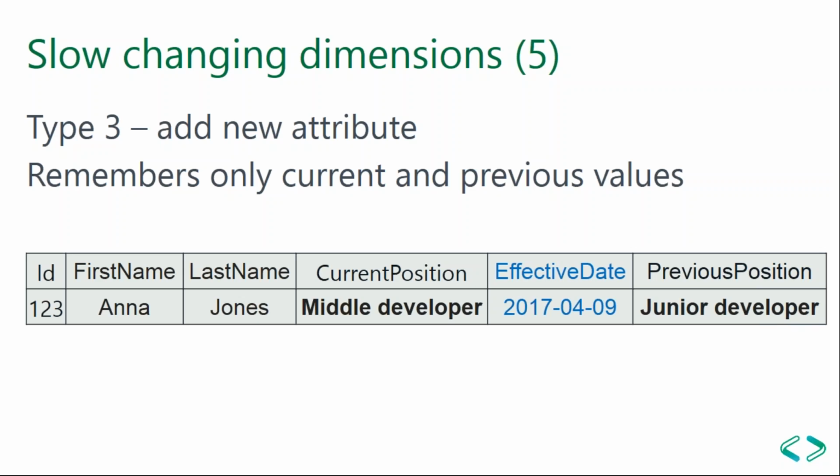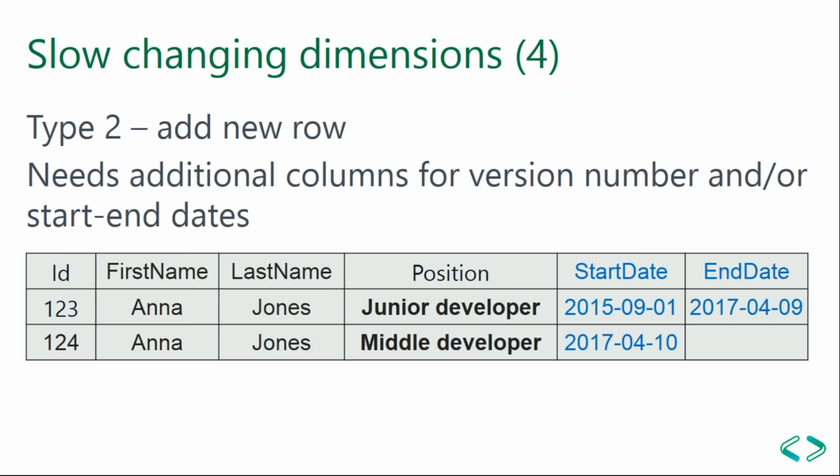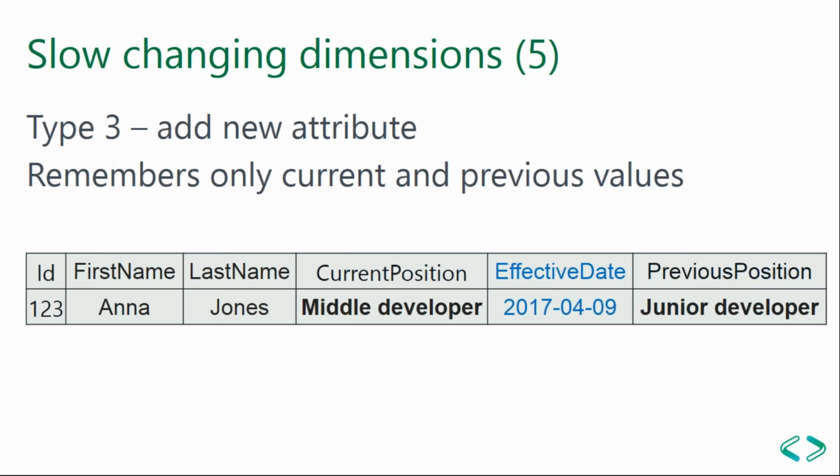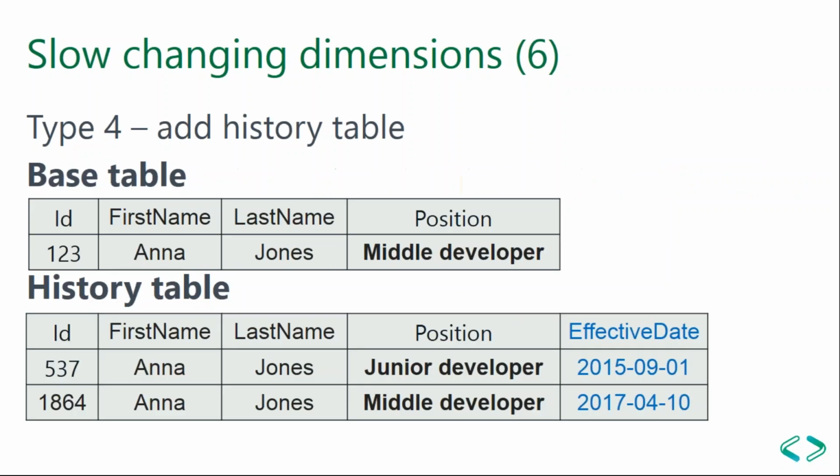Type 3. We place another column, another attribute to store the previous value. It's like type 2, but in type 2 we have 2 rows. In type 3 we have 2 columns for current position and previous position. Is it good? Yes, but I want something more efficient.